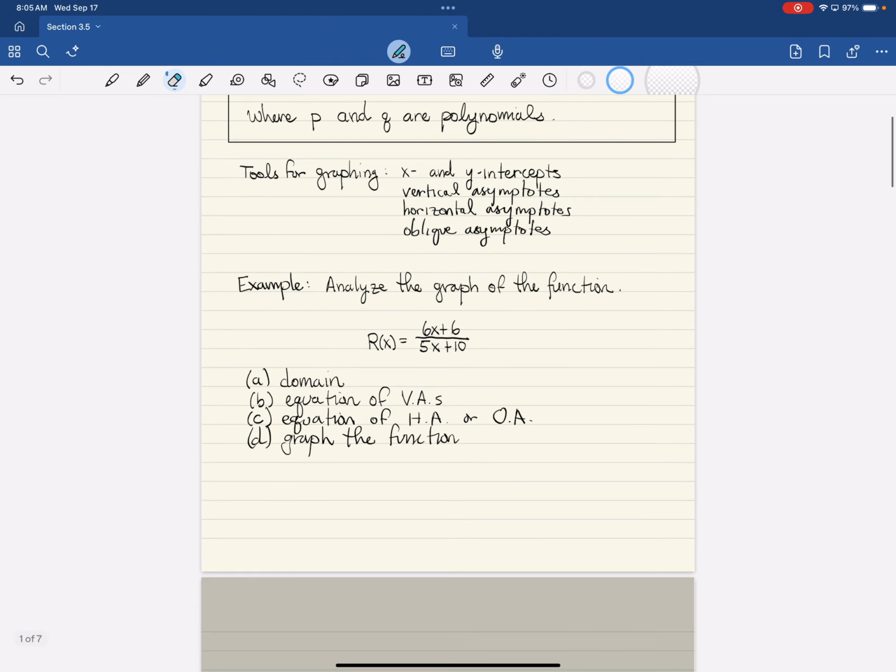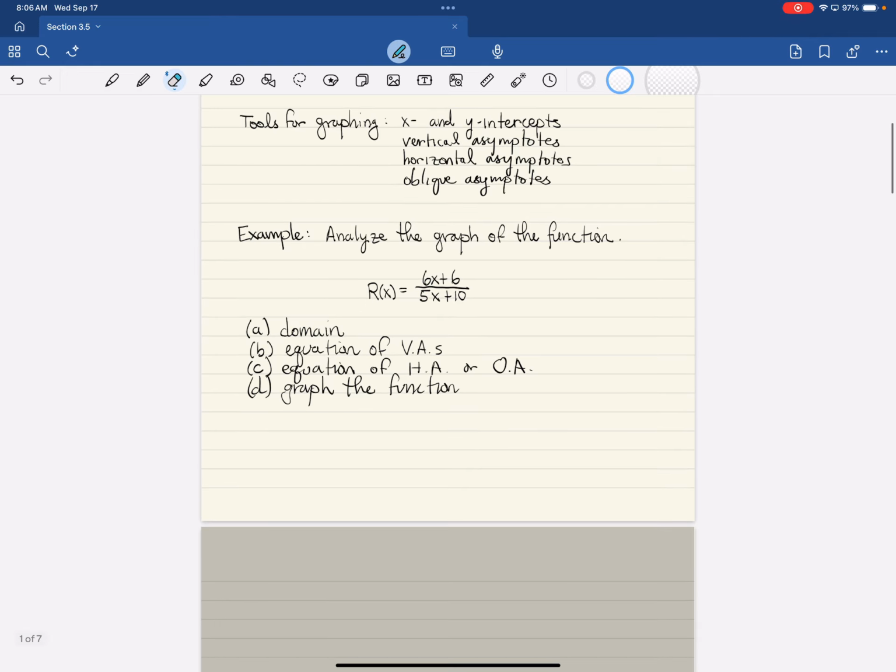Okay, so there are four parts that most of these questions are going to ask. They'll ask for the domain, the equation of the vertical asymptotes, the horizontal asymptote or oblique asymptote, and then they ask you to identify the graph of the function. Personally, I think it's kind of out of order the way that they've asked them, because you want to compute vertical asymptotes and then that will help you determine the domain, right?